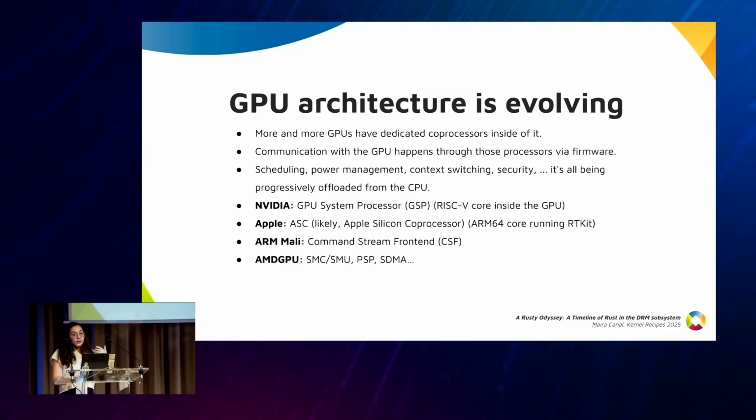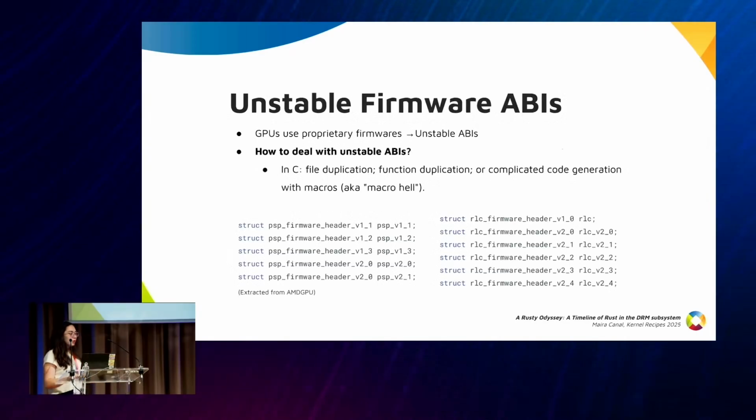And so far, this seems completely unrelated to Rust. But this trend implies that we are progressively offloading the hardware abstraction layer, all those things that deal with the scheduler and all that, from the driver to the firmware. And this usually means unstable firmware ABIs, because firmwares usually are proprietary, and usually they also have unstable ABIs. This is not a problem for hardware manufacturers because you can simply bundle the firmware together with the driver and ship it to the client.